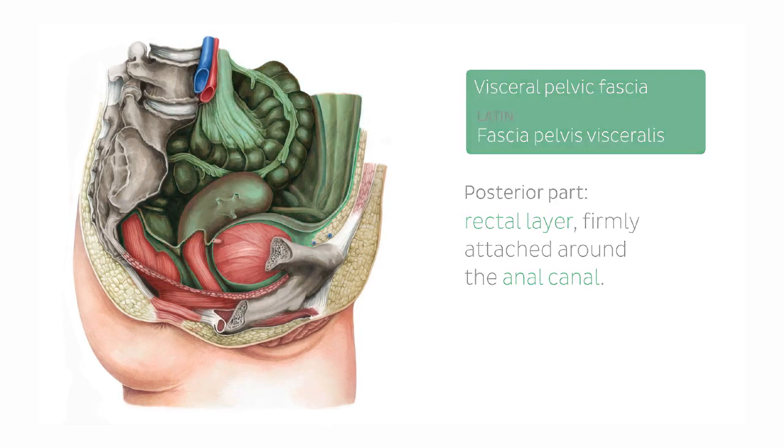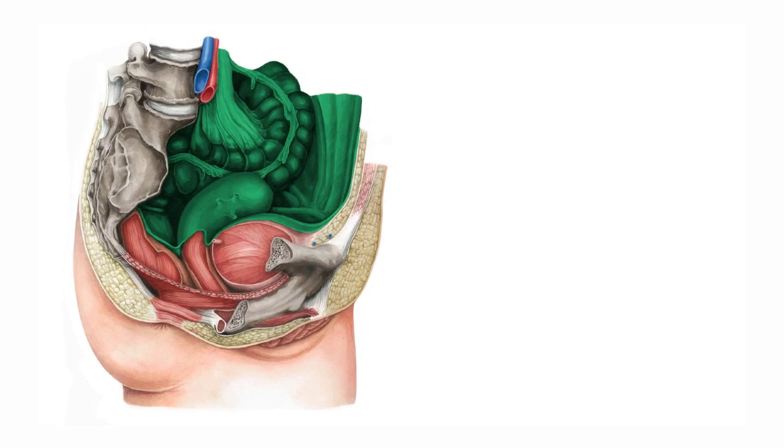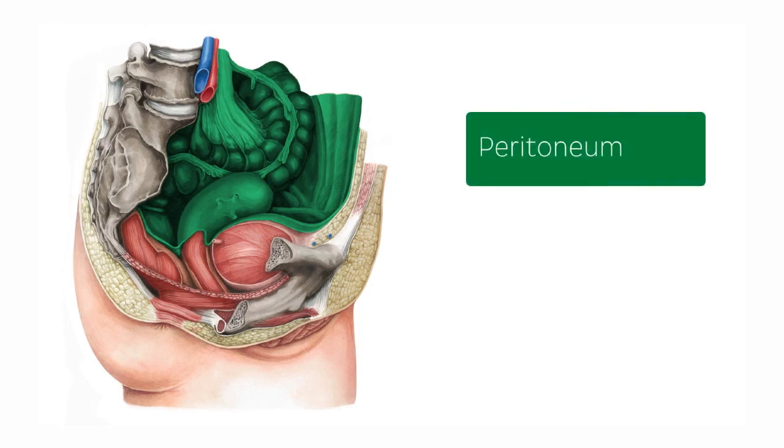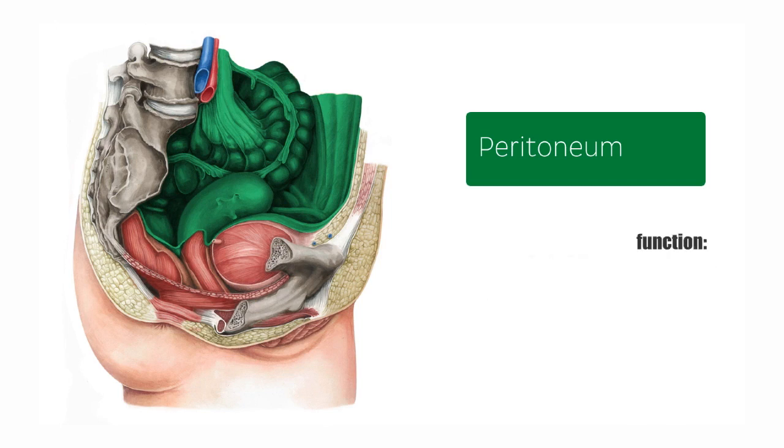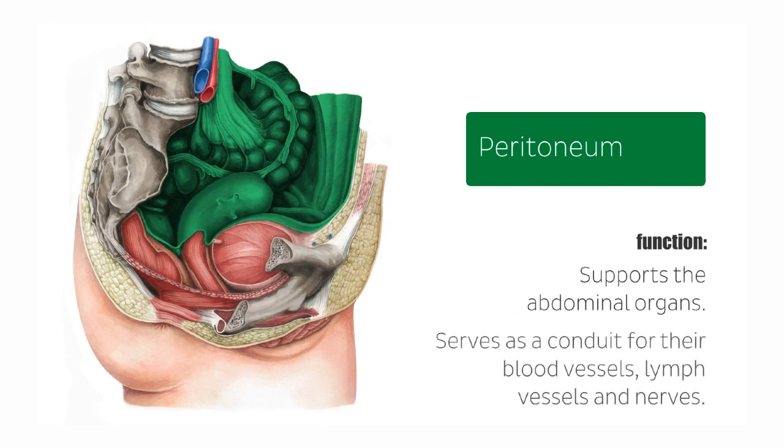We're going to be highlighting this structure now that you see. This is a serous membrane known as the peritoneum. As I mentioned, this is a serous membrane that forms the lining of the abdominal cavity. The peritoneum supports the abdominal organs and also serves as a conduit for blood vessels, lymph vessels, and nerves that belong to these organs specifically.